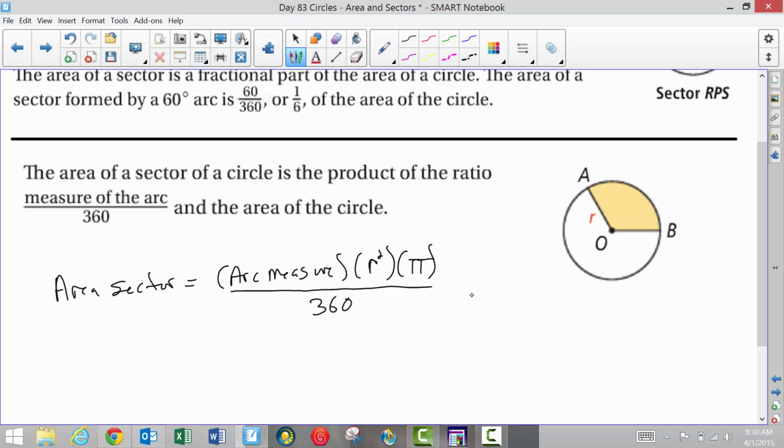So again, we're going to apply this area of a sector. Think of it as a slice of pizza. So if you want to find the area of your pizza slice, it's the arc measure times r squared times pi, all divided by 360.